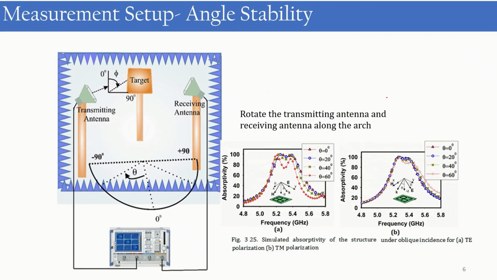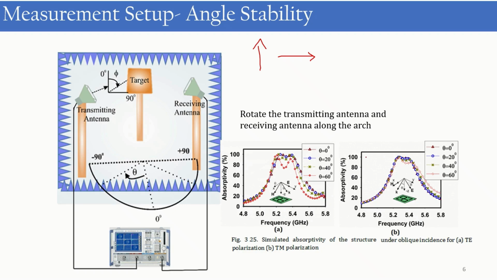So these are the angular stability plots. Here you can see that the angular stability plots are done for both TE and TM polarization. Here you can assume that the antennas will be aligned with the electric field along this axis, and these antennas will be rotated along this arc to take these measurements. And for TM, the antennas will be rotated along this arc to take these measurements.